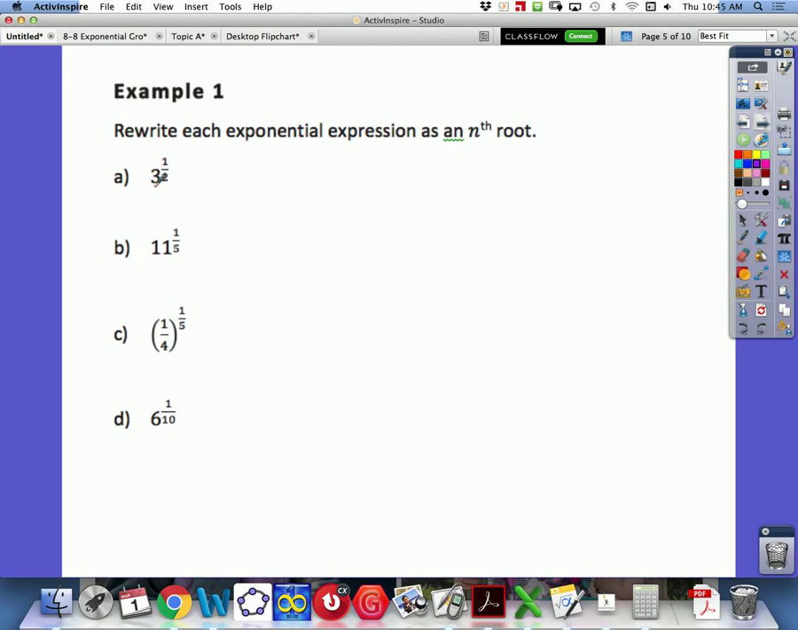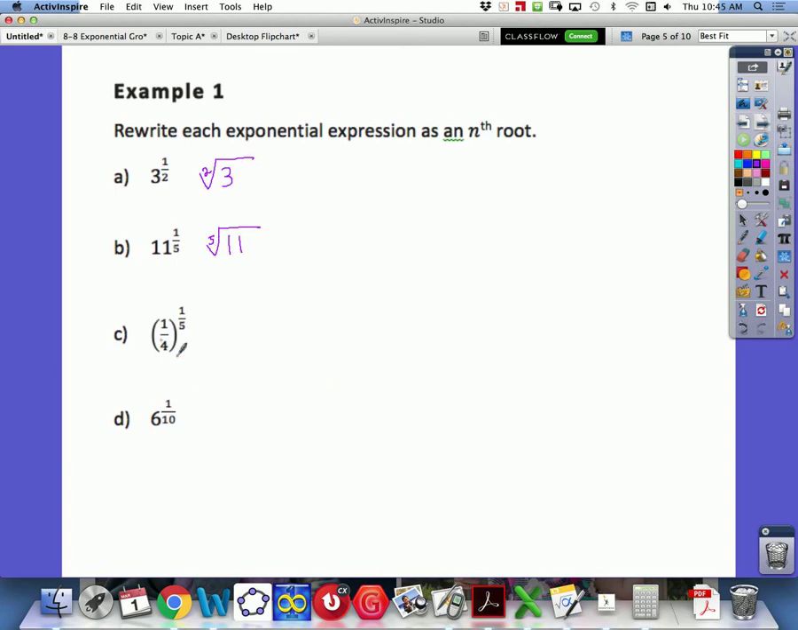If I have 3 to the 1/2, I draw my radical. My 3 goes on the inside. My exponent is 1, so I don't need to write it. And then that's a 2. Our next one is 11 to the 1/5, so I draw my radical, put in my 11, my index is 5, and my exponent is 1.